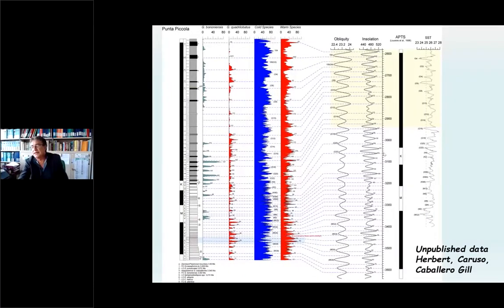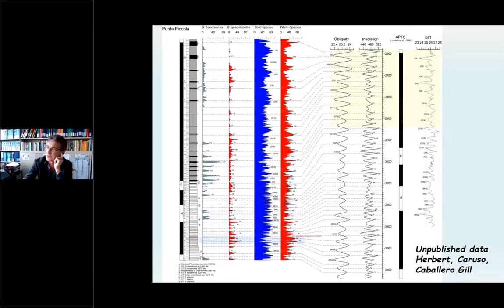With Timothy Herbert, we are studying the outcrops. This is Punta Piccola, where we have strong changes in planktonic foraminifera. Each lithological cycle has strong changes in foraminifera. In particular, the red foraminifera correspond to warm species, and the blue foraminifera correspond to cold species. On the left, we have Globorotalia bolognensis. This is similar to Globorotalia inflata, which is now a living species. This Globorotalia bolognensis shows a particular trend with strong fluctuations, above all in the sapropels, and not found where we have the increase of obliquity forcing. It's really nice, this pattern.